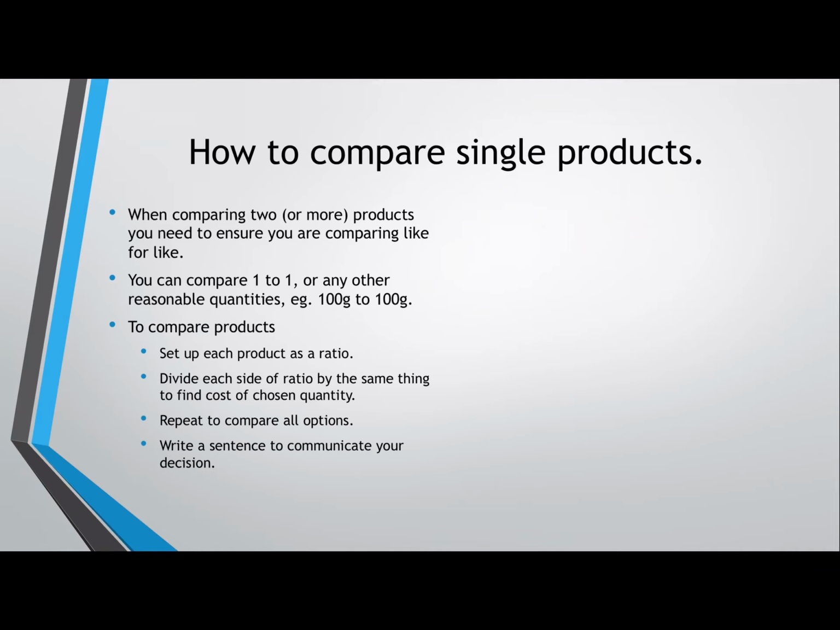So to compare the products, what we have to do, so we set up each product as a ratio. We're dividing each side of the ratio by the same thing to find the cost of the chosen quantity. And then we're going to repeat to compare all of our options. And then we need to write a sentence at the bottom to communicate what your decision is.